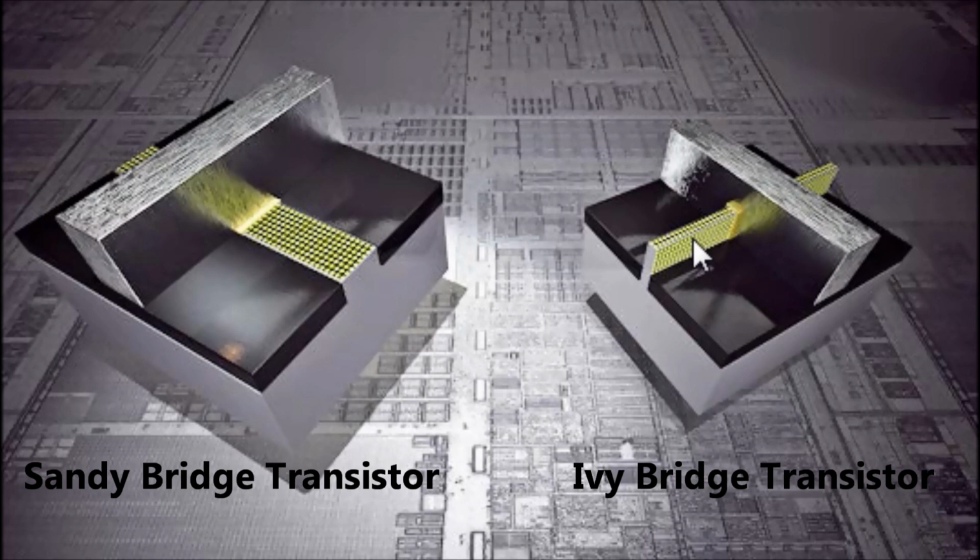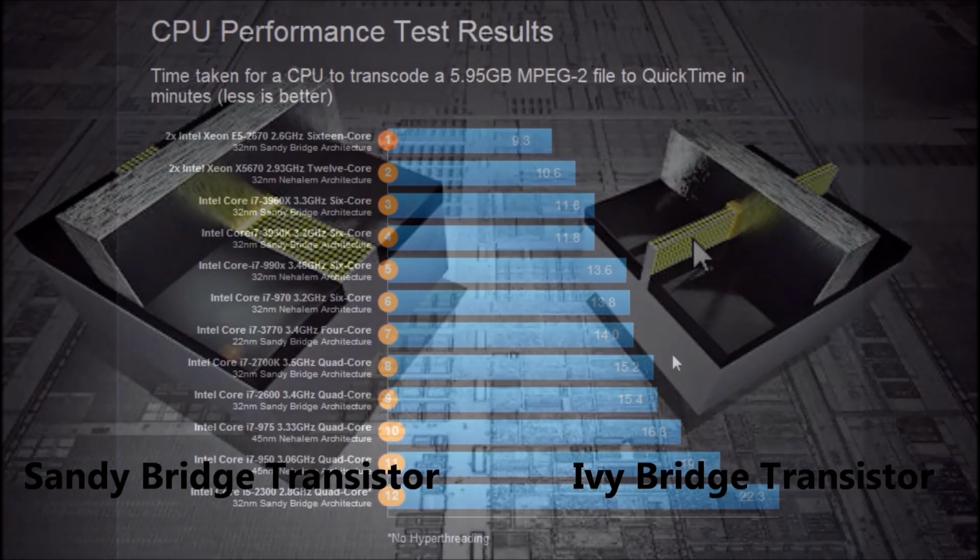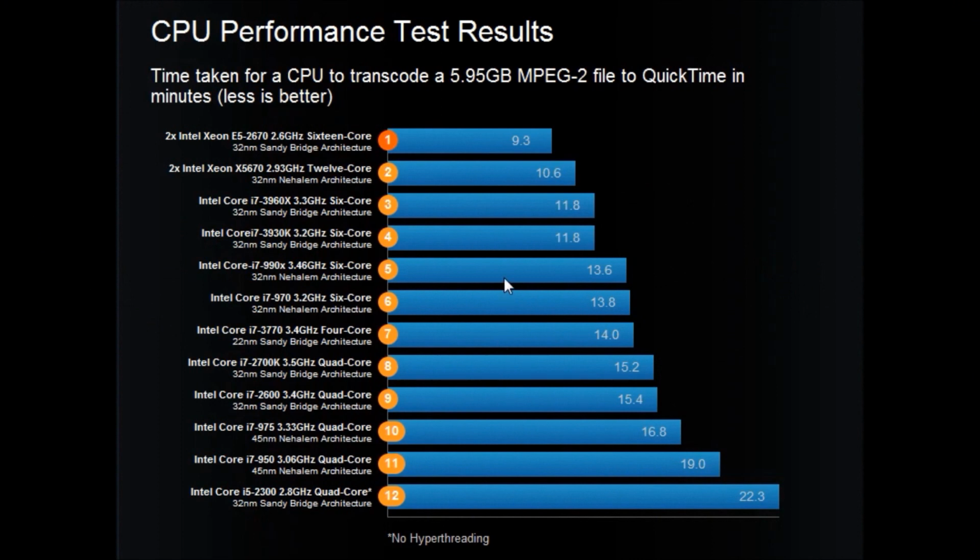Now, this is extremely significant because the smaller the transistor, the less power the CPU consumes, and the more transistors you can fit in a given space, so the greater the processing power of that CPU. And that's exactly what we see in this graph here. This graph shows the time taken for different CPUs to transcode the same 5.95 gigabyte file. When we tested the Ivy Bridge i7-3770, represented by bar 7 here, against a Sandy Bridge i7-2700, represented by bar 8 here, the Ivy Bridge CPU was about 10% faster while consuming 20% less power.